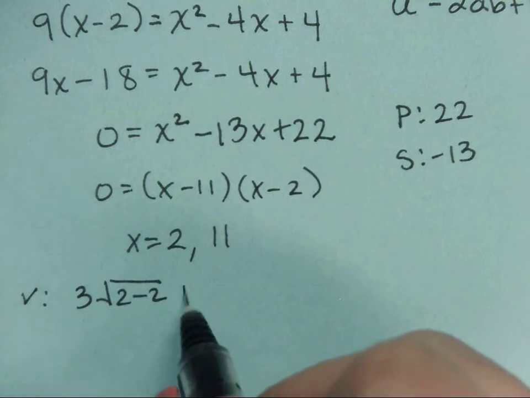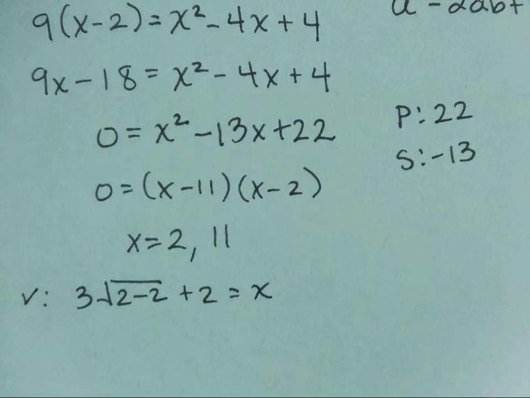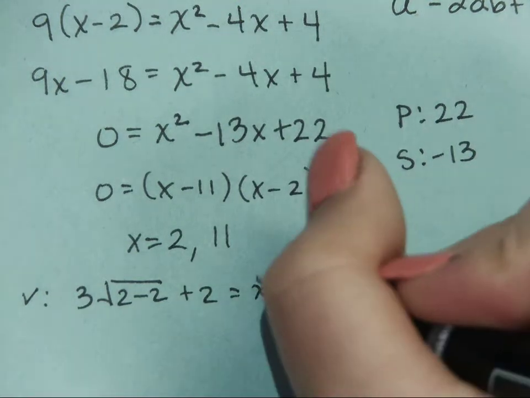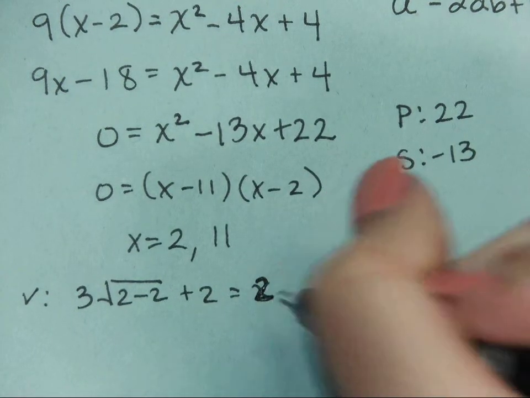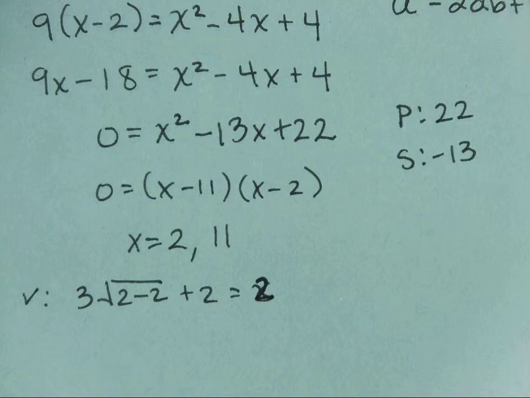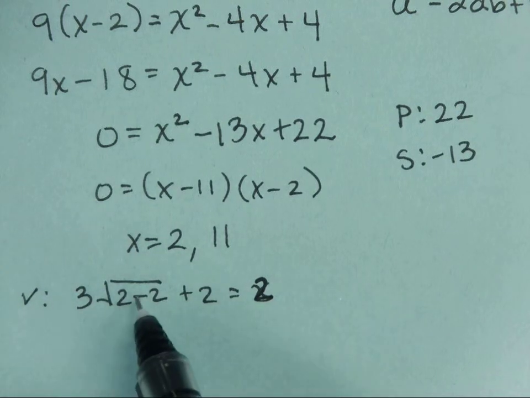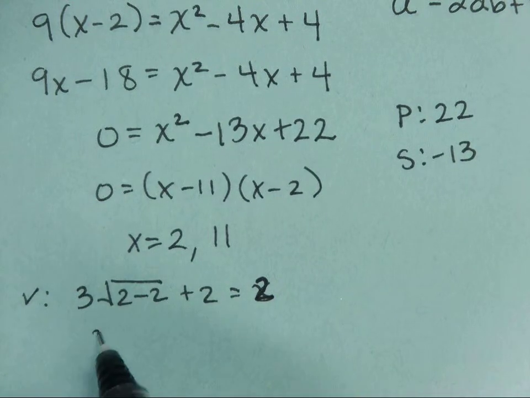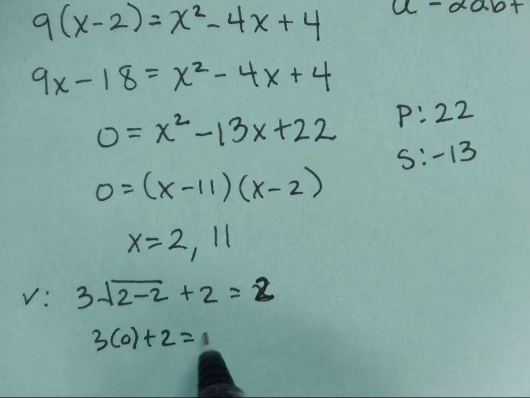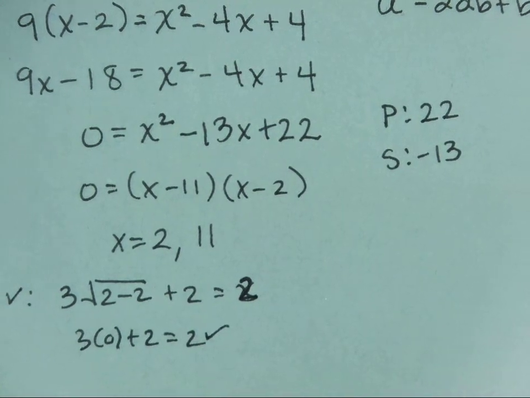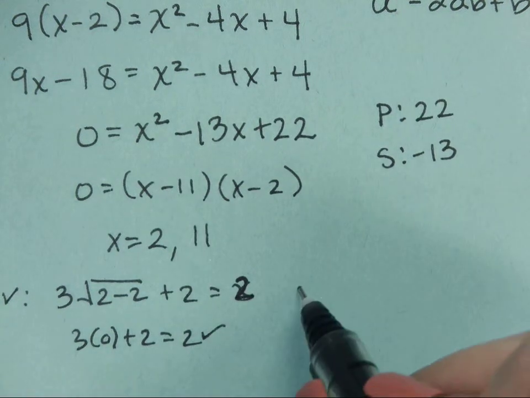And so this is what you're doing. Oops, that should be a 2. And that's going to work. All right, square root of 0 is 0. So really I'm looking at 3 times 0 plus 2. And that's good. All right, so right now 2 is good. And then I got to check the other one.